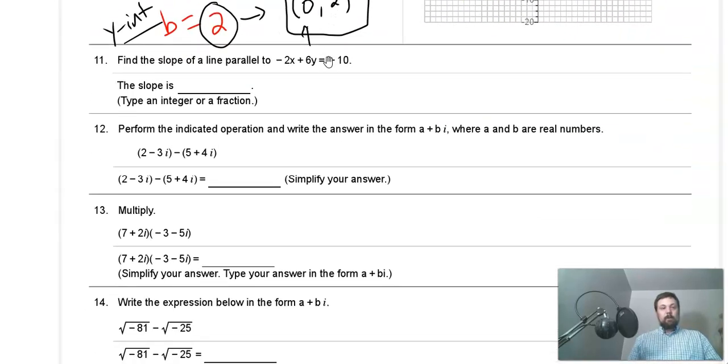So that one didn't take too long. Now, number 11... I have this problem on here. I used to have, I don't see it anymore, so I must have cut it out.